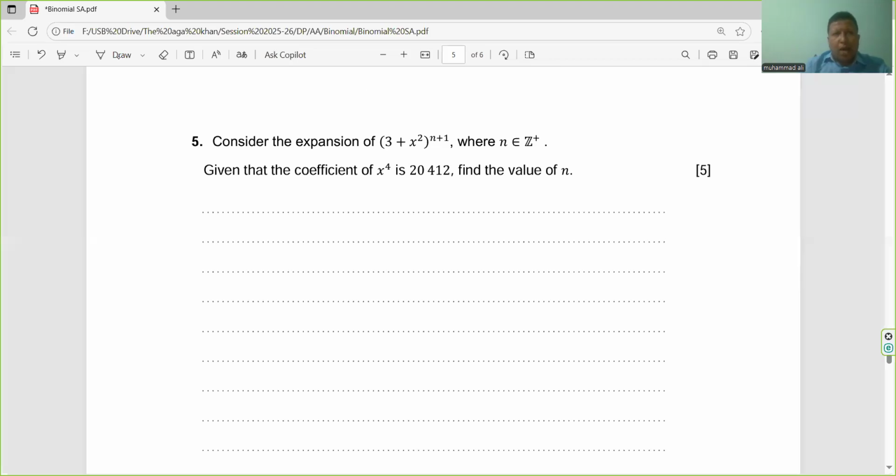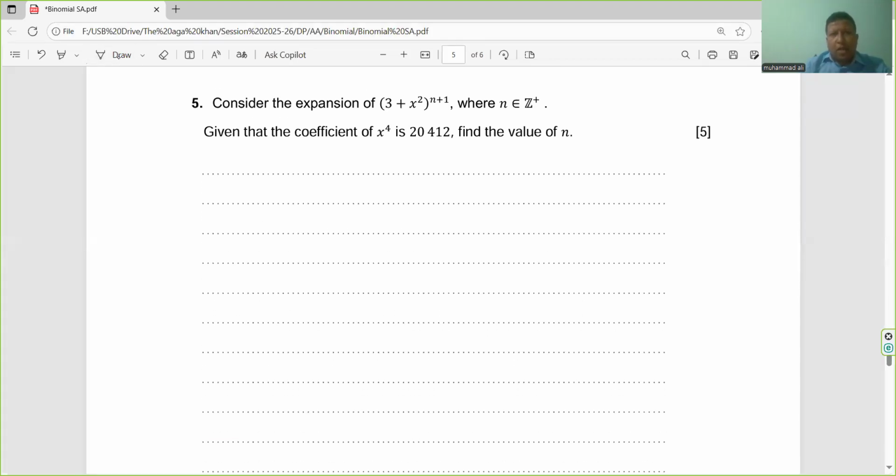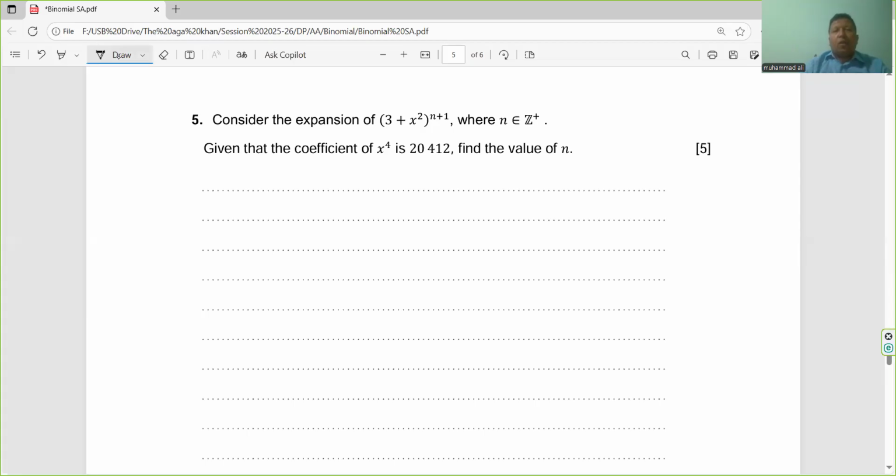Question number 5. Consider the expansion of (3 + x²)^(n+1), where n belongs to the positive integers. Given that the coefficient of x⁴ is 20,412, find the value of n. So we have to expand (3 + x²) to the power n + 1.